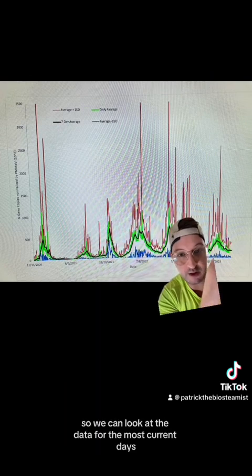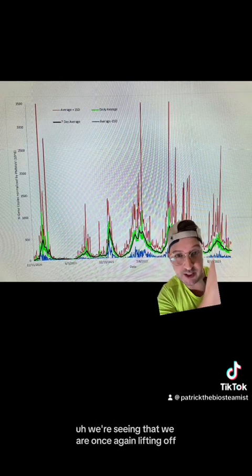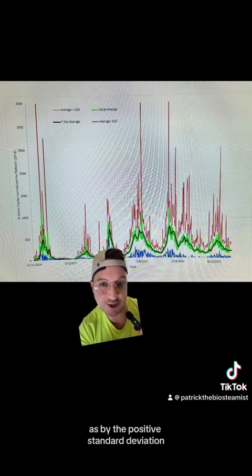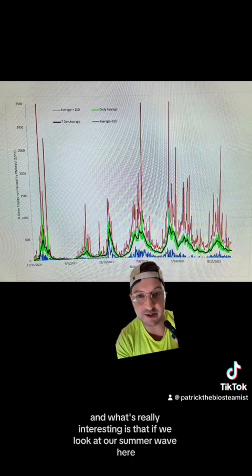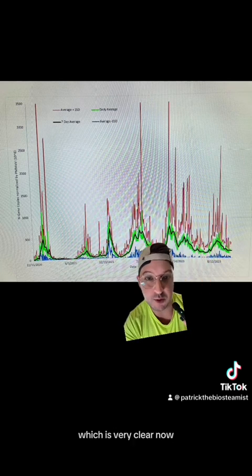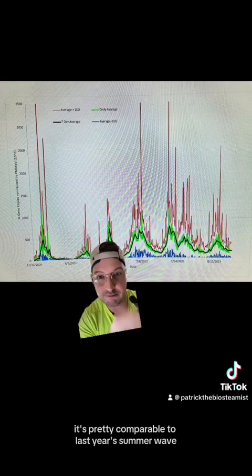So we can look at the data for the most current days, and this data is accurate as of November 10th, 2023. We're seeing that we are once again lifting off as shown by the positive standard deviation. And what's really interesting is that if we look at our summer wave here, which is very clear now, it's pretty comparable to last year's summer wave.